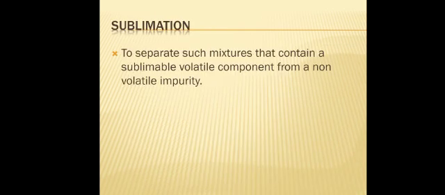Another method is sublimation. It is the process to separate such types of mixtures which contain a sublimable volatile component from a non-volatile impurity. Now, volatile component means the component which can convert into vapor. Non-volatile means which cannot convert into vapor state. A very common example we see around us at home.